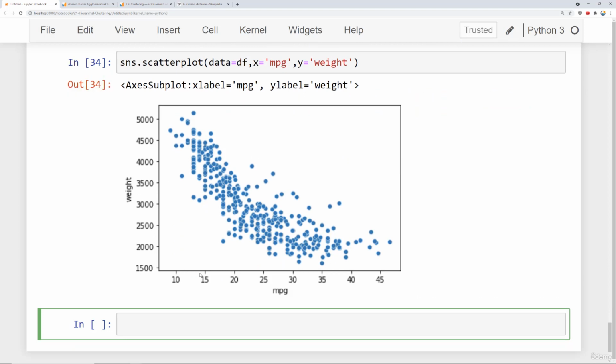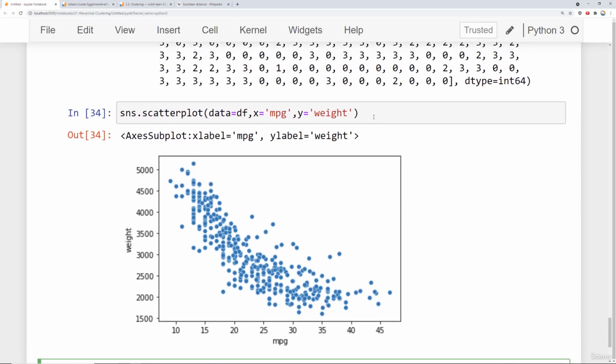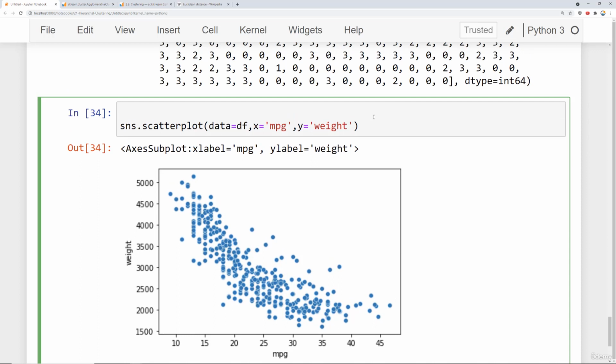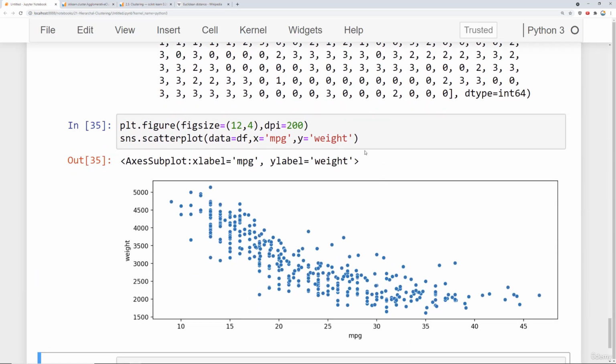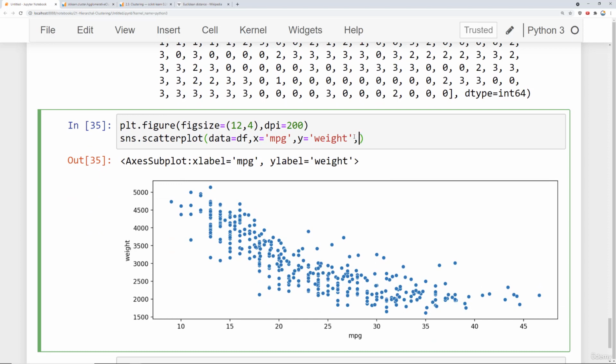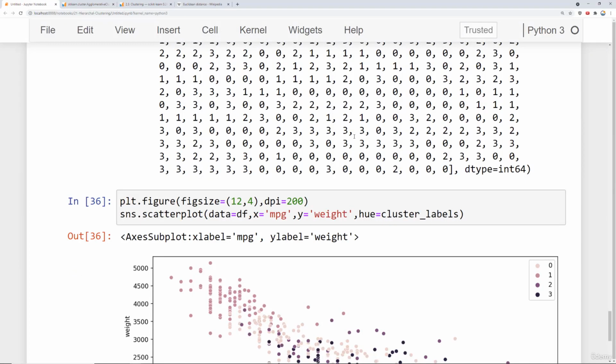As your weight decreases, your miles per gallon will increase. And what we can also do is make this slightly larger so it looks a little nicer. plt.figure, and then say figsize is equal to 12 by 4, for example. Let's make the DPI a little sharper as well. And we would have been able to do this without the clustering. But we do have these cluster labels, which means I can now add them in as a hue, hue equals cluster_labels, and begin to visualize what these clusters are actually representing.